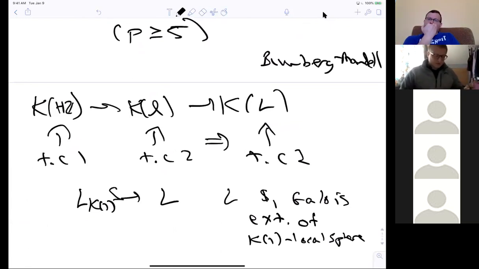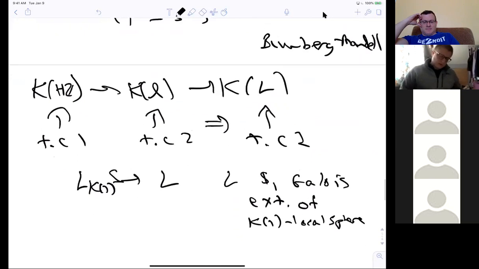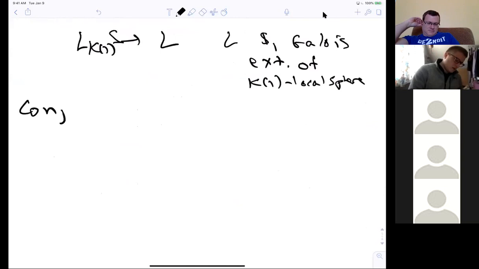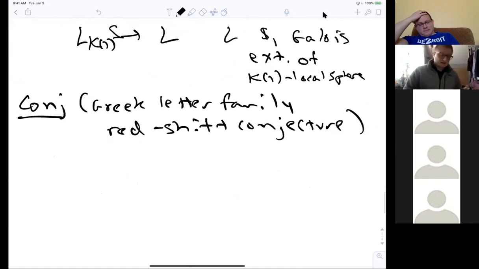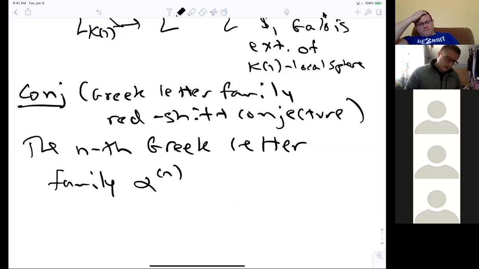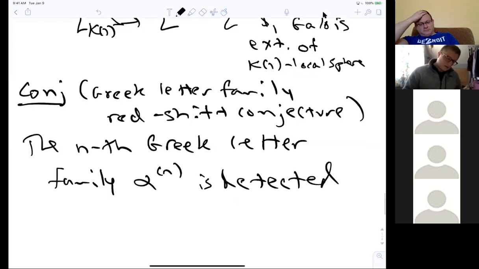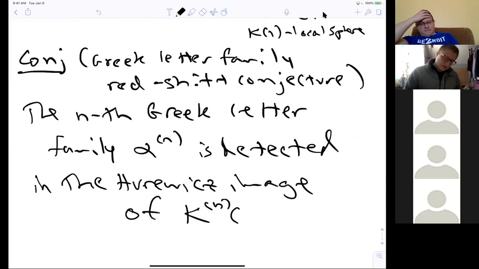Okay, so then this is kind of the state of knowledge in the early 2000s. So I want to present a slightly different version of this conjecture. I call this the Greek letter family redshift conjecture. And I'm just going to state this in a special case. So the idea is the nth Greek letter family alpha_n is detected in the Hurewicz image of K iterated n times of Z.